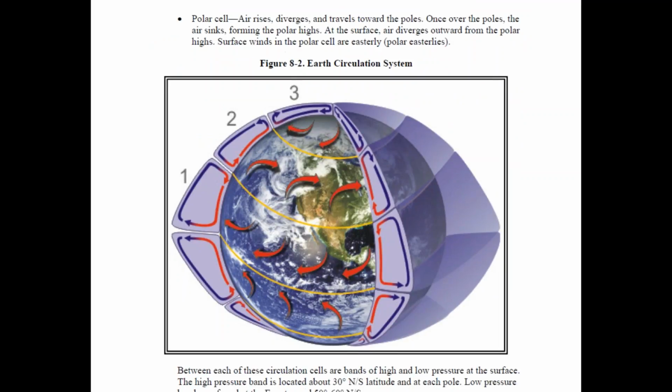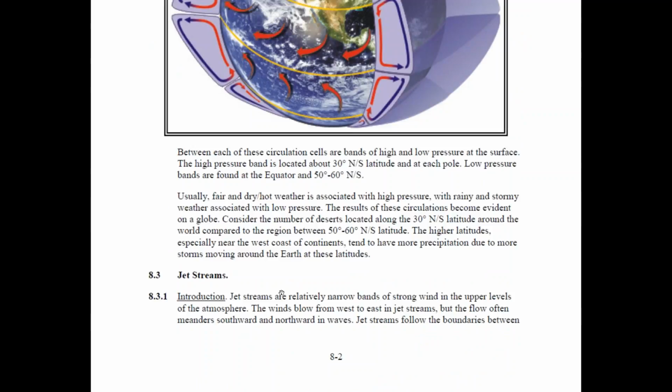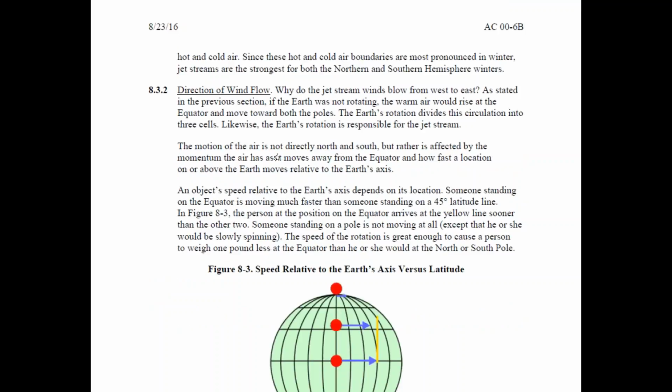Oh, I forgot to get rid of all this part. Okay. So jet streams. Now we're jumping into the jet streams down here. Jet streams are relatively narrow bands of strong wind in the upper levels of the atmosphere. The winds blow from west to east in jet streams, but the flow often meanders southward and northward in waves. Jet streams follow the boundaries between hot and cold air. Since these hot and cold air boundaries are most pronounced in winter, the jet streams are the strongest for both the northern and southern hemisphere winters.